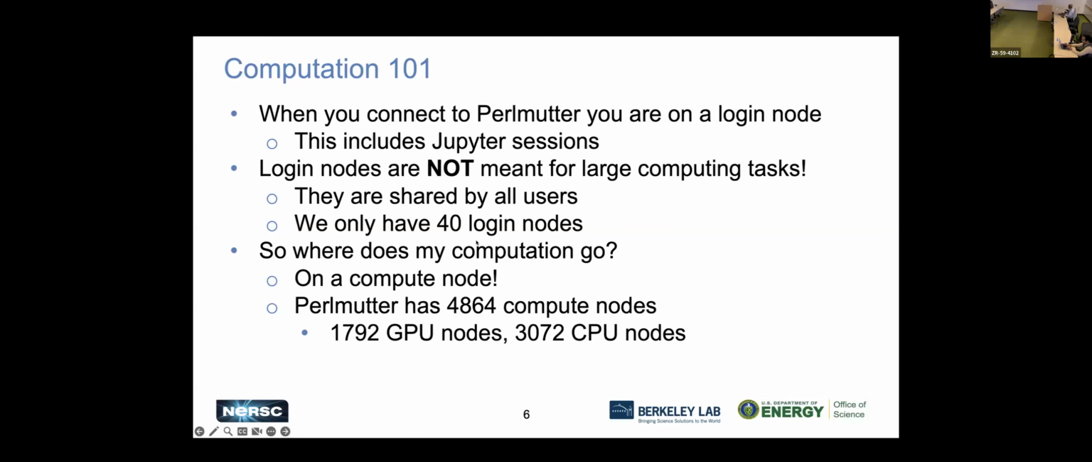So one thing to keep in mind is that login nodes are not meant for large computing tasks. These are all shared by all users, and we only have about 40 login nodes. So whenever you go to do a large scale computation or simulation, your job is going to execute on our various compute nodes. In Perlmutter, we have 4,864 compute nodes, of which 3,072 are CPU only nodes, with the remaining being GPU nodes as well. So it's important to keep in mind whether you're going to need to make use of CPU nodes or you'll require the use of GPUs as well.